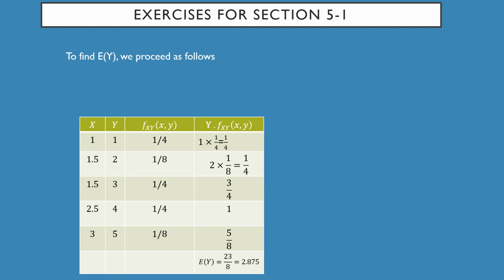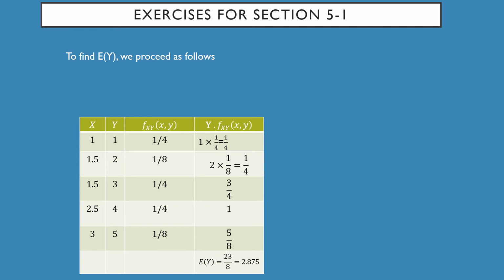So 1 multiplied by 1 over 4 equals 1 over 4. Repeat the same step for y. The second value of y is 2 multiplied by 1 over 8, and after the simplification we will get 1 over 4. Proceeding in the same way we'll get 3 over 4, 1, 5 over 8.